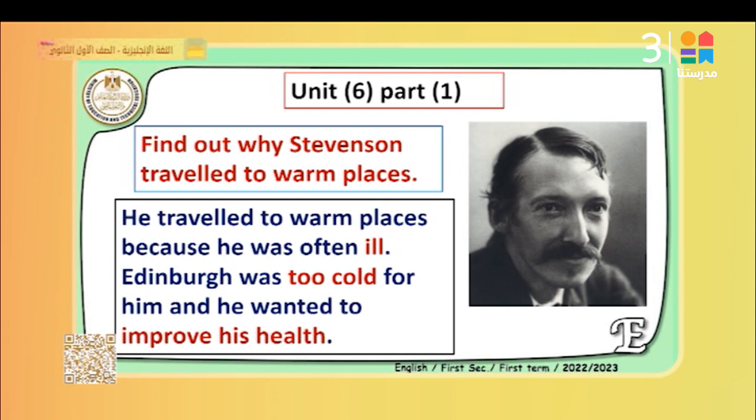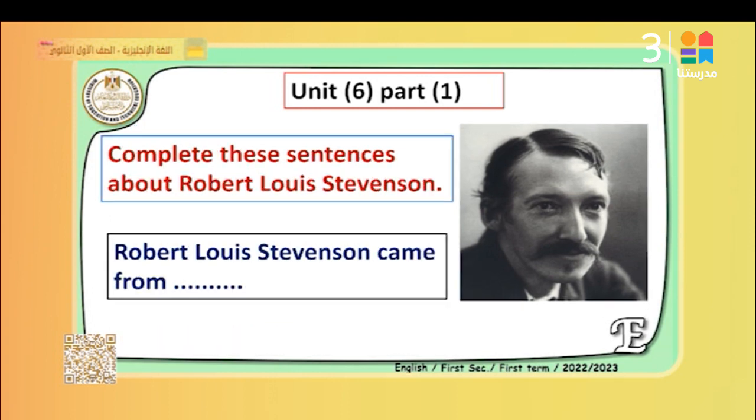Find out why Stevenson traveled to warmer places. Why do you think Stevenson traveled to warmer places? Of course, because Scotland was very cold and his health was very bad, and he wanted to improve his health because he was often ill in Edinburgh. Edinburgh was very cold, and he wanted to travel to improve his health.